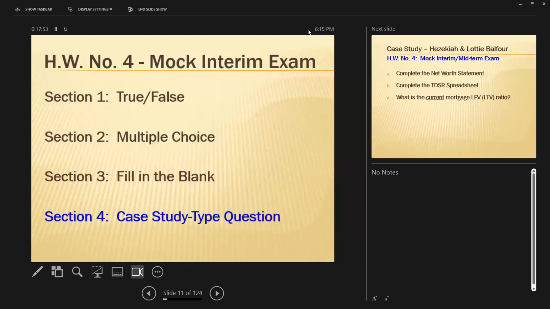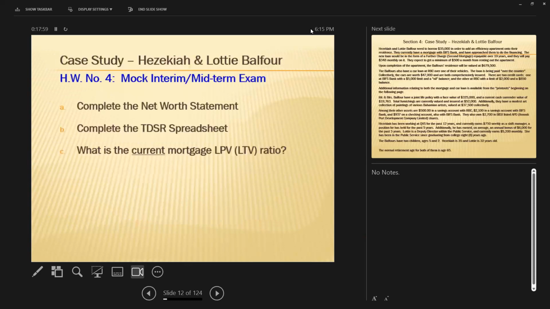Okay, so we're on section 4 now, the case study type question. Homework. Okay, so there were 3 things for us to do in this. The first was to complete the net worth statement, to state whether or not the net worth statement was positive or negative. And then the third was to calculate the TDSR using the spreadsheet provided.